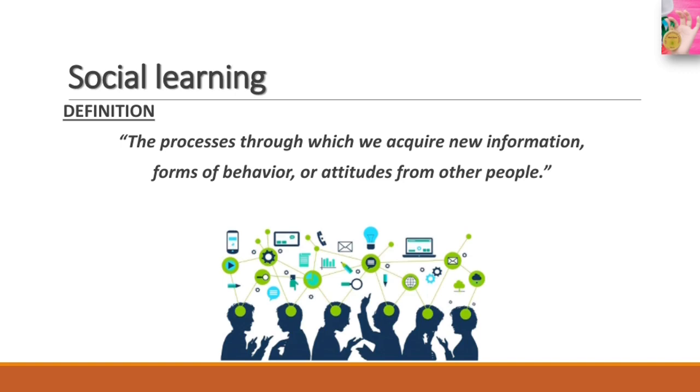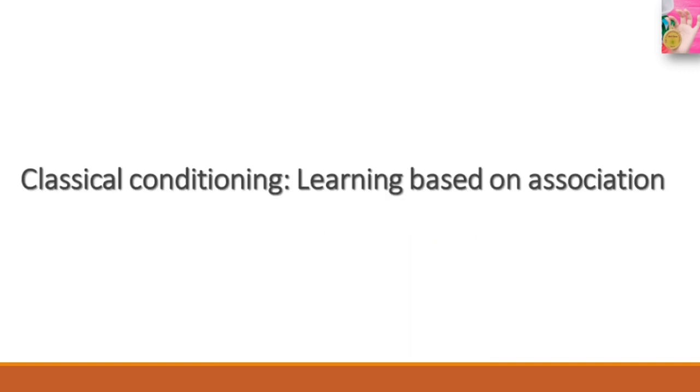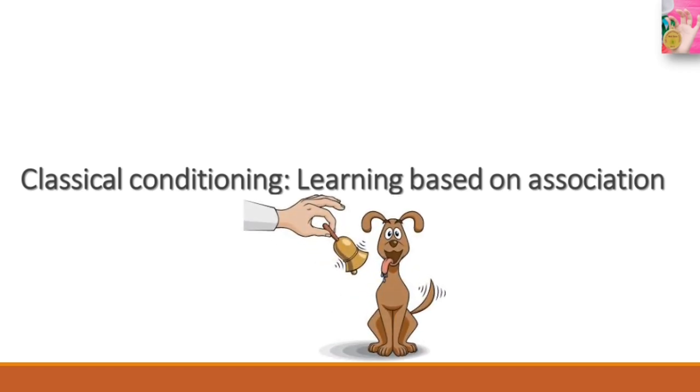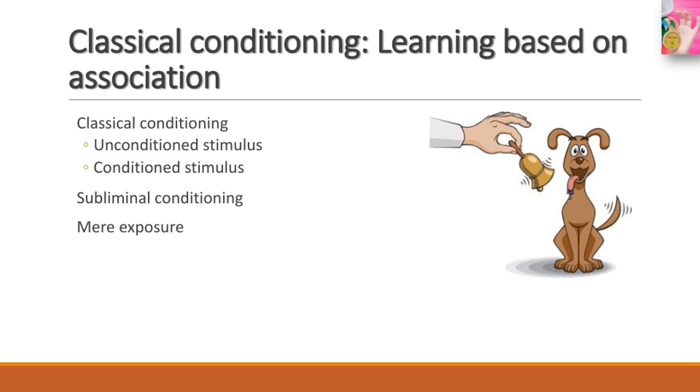Now, let's start with classical conditioning, which is learning based on association. Whenever you hear the words classical conditioning, definitely the picture of Ivan Pavlov and his dog pops up in your mind if you are a psychology student. The reason classical conditioning is used in attitude formation is because there are some links in the formation of new attitudes. In this video, you will learn why I am discussing classical conditioning in the chapter of attitude formation.